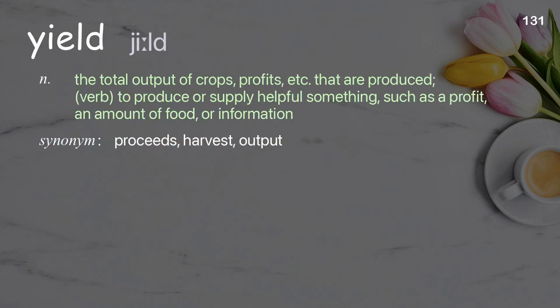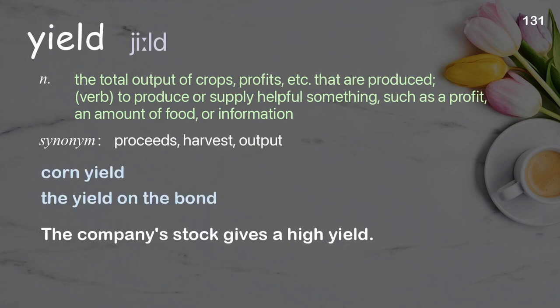Yield: the total output of crops, profits, etc. that are produced. Verb: to produce or supply something helpful, such as a profit, an amount of food, or information. Examples: corn yield, the yield on the bond. The company's stock gives a high yield.